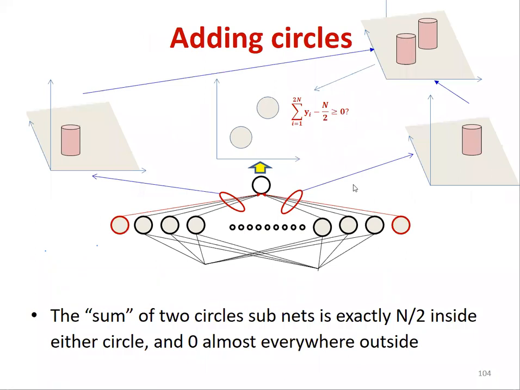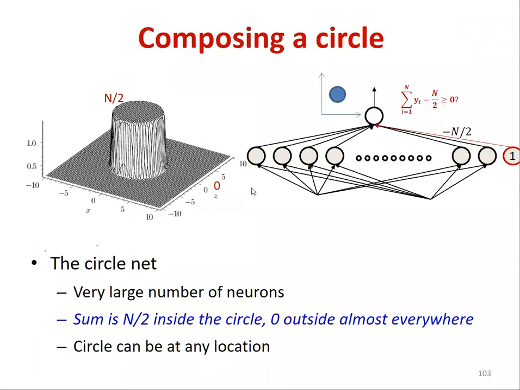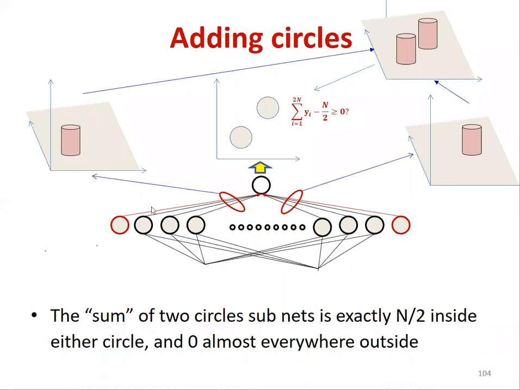But now, if I want a decision boundary which is two disconnected circles, here's what I would do. I'm going to have one set of neurons whose sum composes the first cylinder, whose height is n over 2 inside the circle and 0 outside. I'm going to have another set of neurons which composes the second cylinder, whose height is n over 2 inside this circle and 0 outside. If I sum their individual outputs, then the total sum is going to end up looking like two individual cylinders.